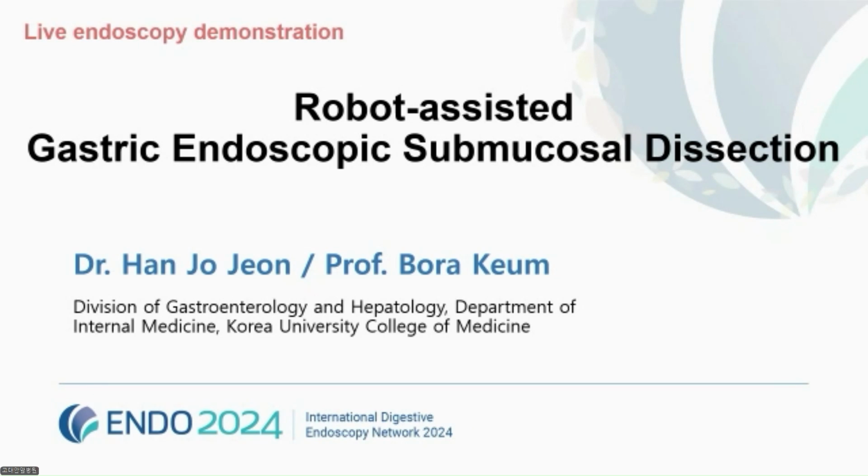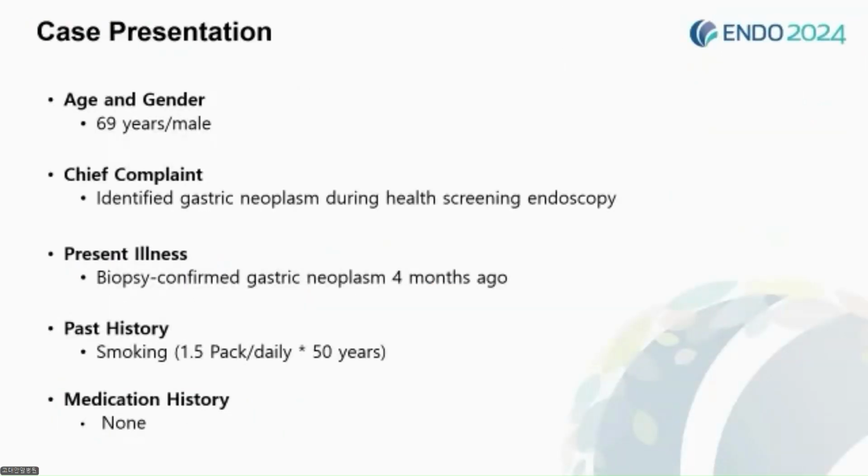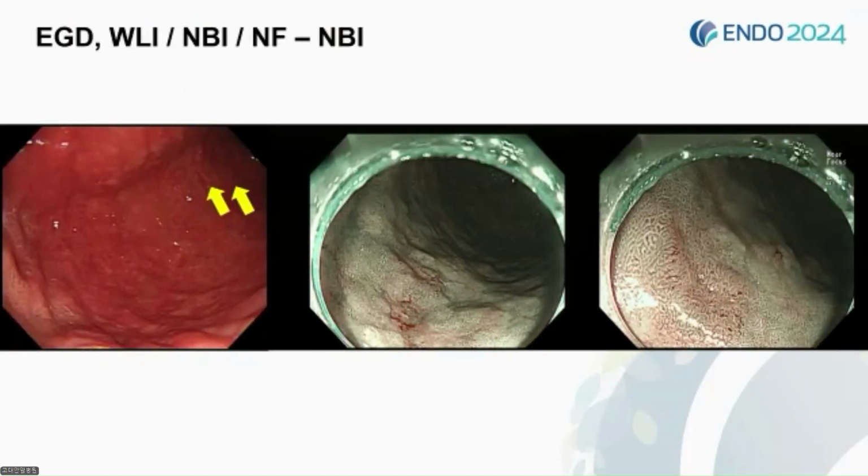Robot-assisted gastric ESD. Briefly presenting the case, the patient is male, 69 years old. A gastric neoplasm was identified during screening endoscopy. It was biopsy confirmed 4 months ago. He had no medical or medication history, but is a current smoker. Here are 3 different views of images.